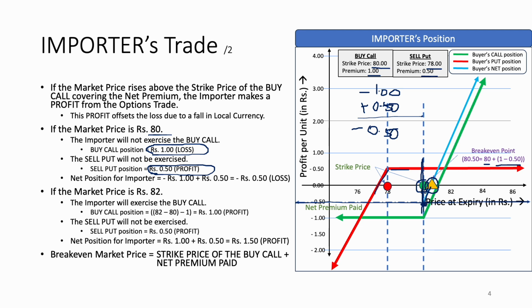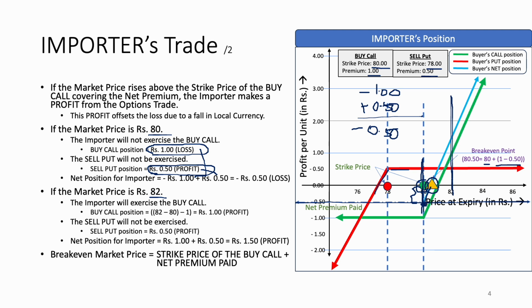Because of this, his net position is that he loses 1 rupee, that is minus 1, and he gains 50 paise. So he makes a net loss of 50 paise, which is the net premium paid that he will be losing. However, if the market price rises to 82 rupees, that is somewhere here, then what happens is this.